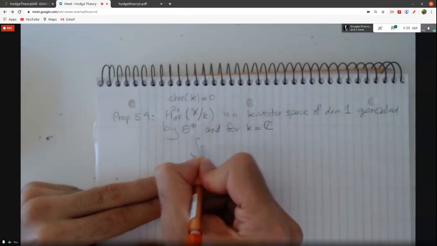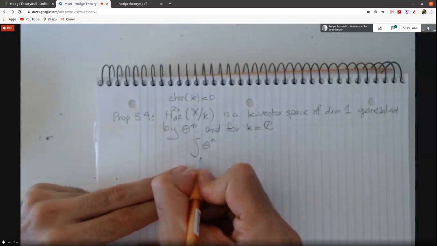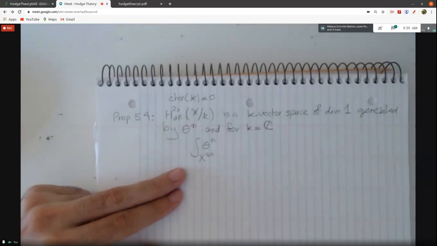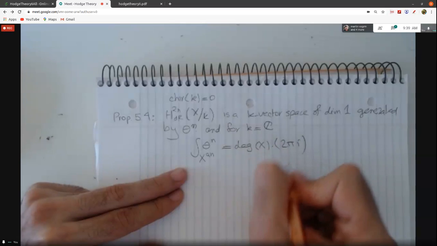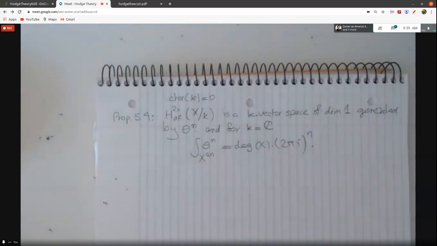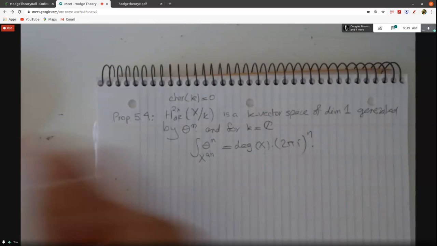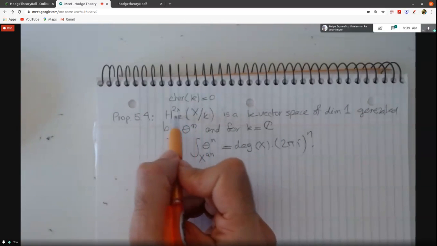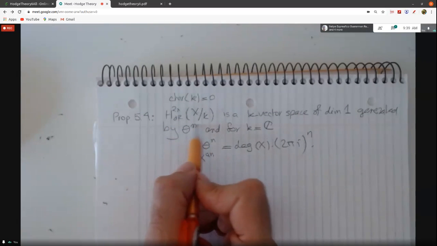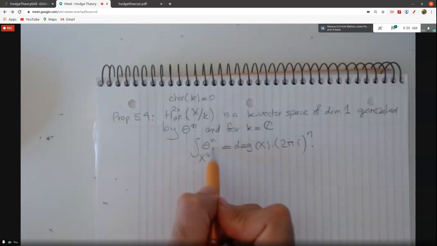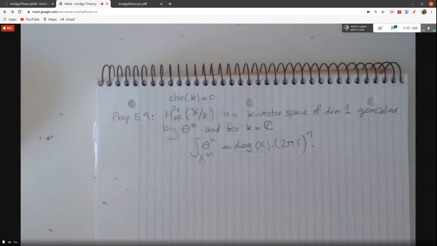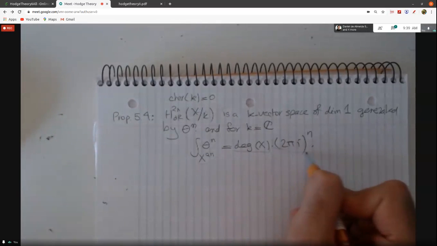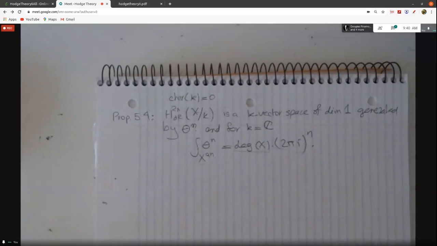Actually, the integration of this theta n over X, when I write analytic, is degree X times 2 pi i to the n. Anyway, this proposition also tells me that I have control over the top cohomology. I know that the top cohomology of the smooth projective variety is generated by theta n, and I know its integration over the whole variety. It will be degree X times 2 pi i to the n.